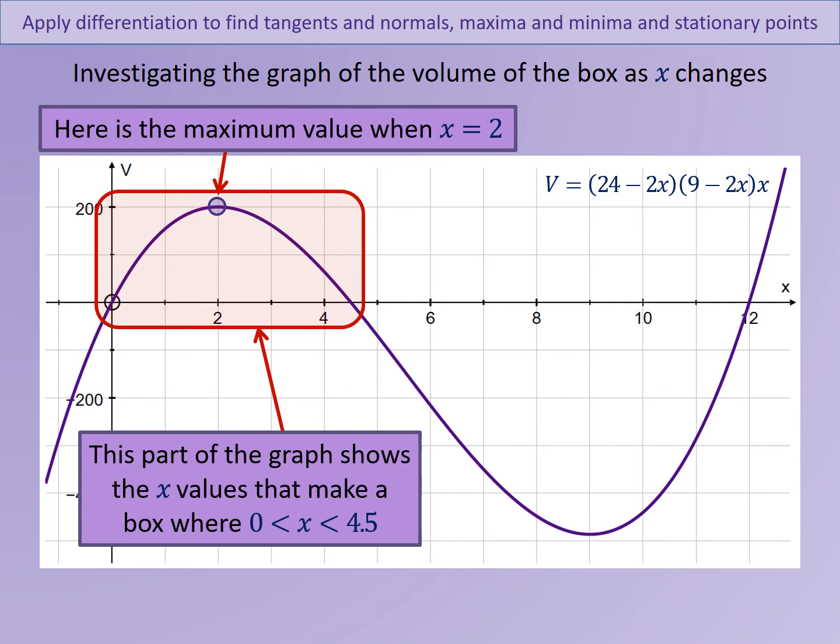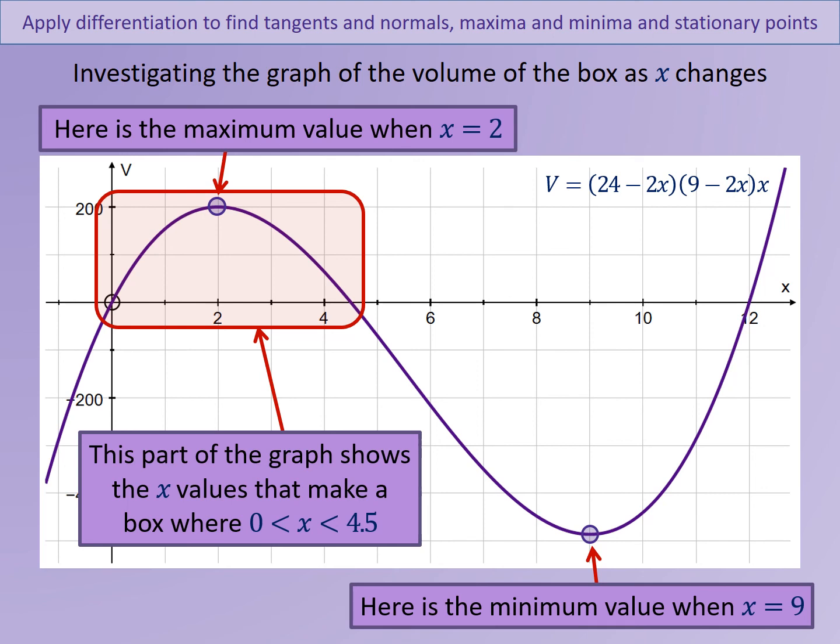There we see the maximum value when x equals 2. We decided that this was the value of x that we needed to use to find that maximum value, and we found that using various techniques, but one of them was to prove that it was the maximum value by using the second derivative. We also decided that x equals 2 could only be the correct value because it was the only value of x between 0 and 4.5.